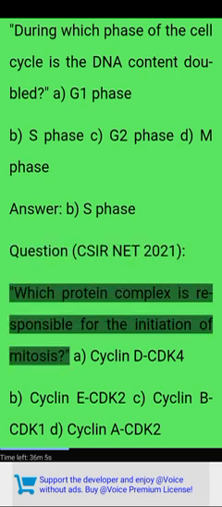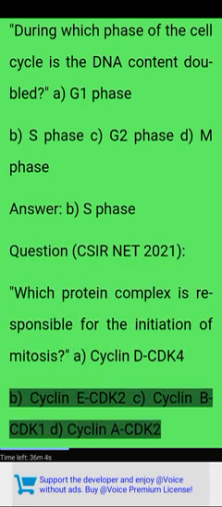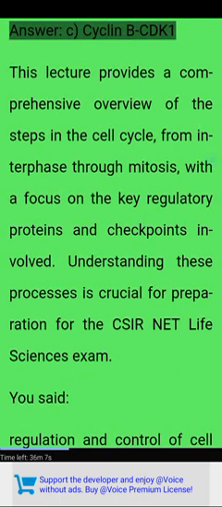Question CSIR NET 2021. Which protein complex is responsible for the initiation of mitosis? A. Cyclin D, CDK4. B. Cyclin E, CDK2. C. Cyclin B, CDK1. D. Cyclin A, CDK2. Answer. C. Cyclin B, CDK1.